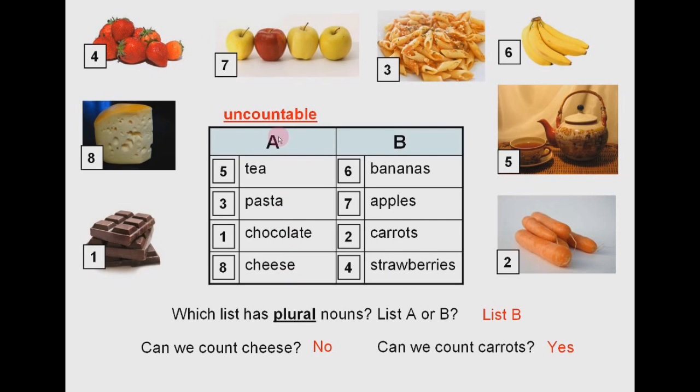And so the list A, all of these words are uncountable nouns. We cannot count tea, for example. We do not say 1 tea, 2 teas. And it is the same for pasta. We do not say 1 pasta, 2 pastas. But list B, all of these we can count. They are separate. Okay? So uncountable nouns and countable nouns.